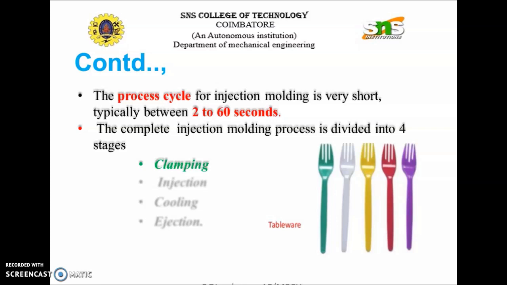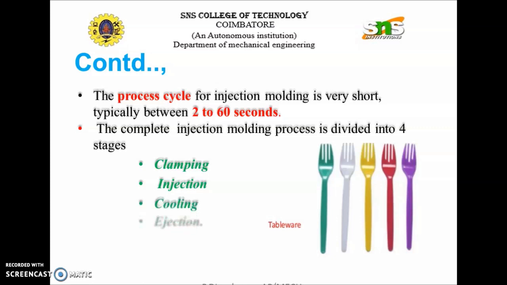And the next one is the injection unit. The raw plastic material, usually in the form of granules or pellets, is fed into the injection molding machine and advanced towards the mold by the injection unit. During this process, the material is melted by the heated chamber and pressure is applied. The molten plastic is then injected into the mold very quickly and the pressure gets created.